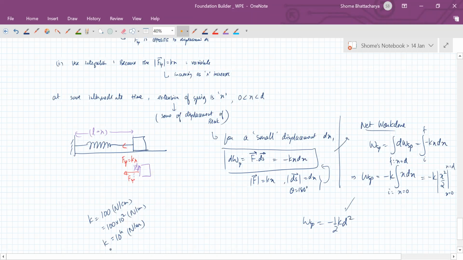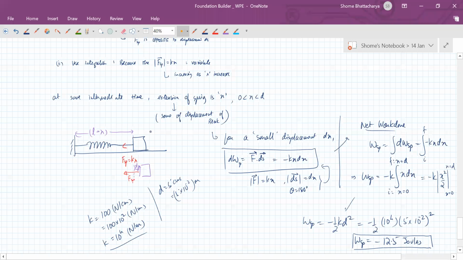Okay, and d was given to us as 5 centimeters. So that's 5 into 10 raised to the power minus 2 when we convert to meters. So this will now become minus half, k's value is 10 raised to the power 4, and d's value is 5 into 10 raised to the power minus 2, whole square. So as you can see, this will become minus 12.5 joules in SI unit. So this is the work done by the spring while we are pulling this block such that we are stretching the spring from its natural length position to an extension of 5 centimeters.